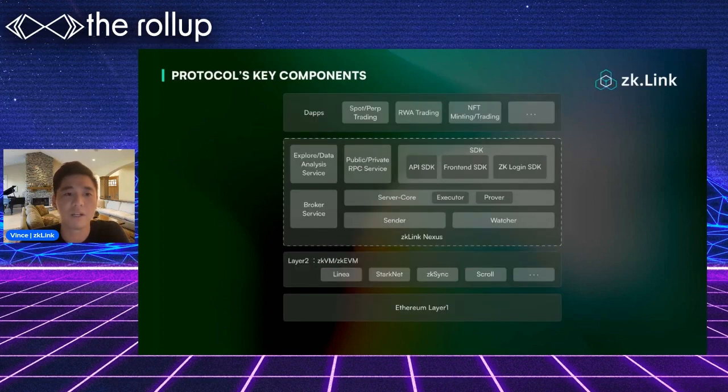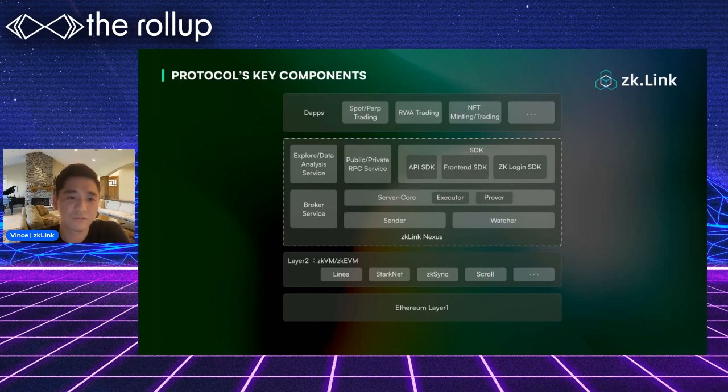And this is a diagram that shows the zkLink Nexus protocol key components. In the middle, you see that within the zkLink Nexus protocol, we have the broker service for liquidity to move liquidity to enable faster withdrawal and move liquidity among different layer 2s. And also you have the server core, where you have the executor and the prover service, and also you have the sender and watcher on layer 2s and the layer 1s.